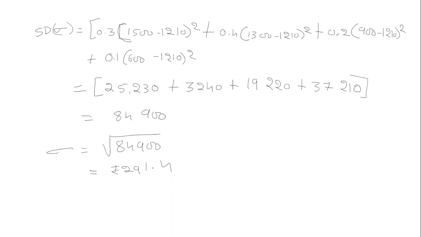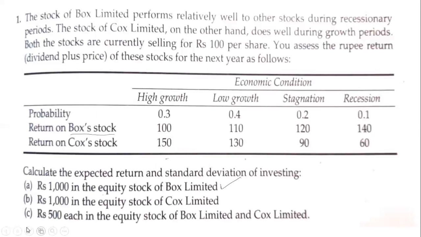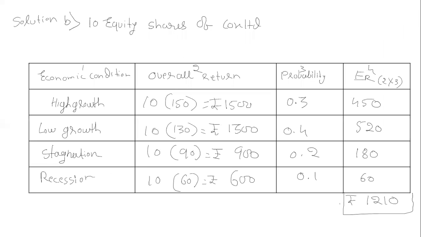So let's move to question number 3. So question number 3, that is C, says rupees 500 each in the equity stocks of Box Limited and Cox Limited. So here 1,000 rupees. So 500 will be in Box Limited and 500 rupees will be invested in Cox Limited. So let's solve this. Solution.